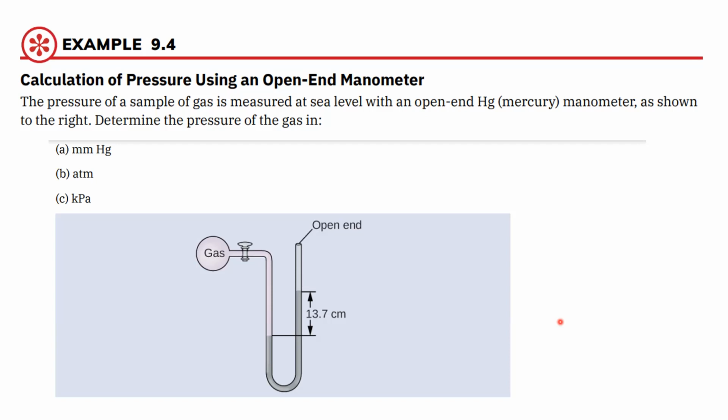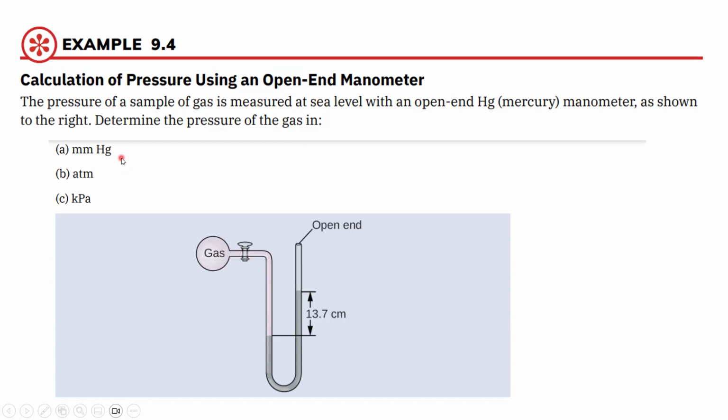But now with the open-ended ones, we're kind of doing the same thing. But now we've got to also remember, since this end is open to the atmosphere, it's experiencing the pressure from the atmosphere. So now we've got the 13.7 centimeters of mercury just from the tube. But then we're also looking at measured at sea level, so we're going to assume there's 1 atmosphere of pressure pushing on this end. So in addition to the 13.7, we've got 1 full atmosphere of pressure on the left-hand side here.